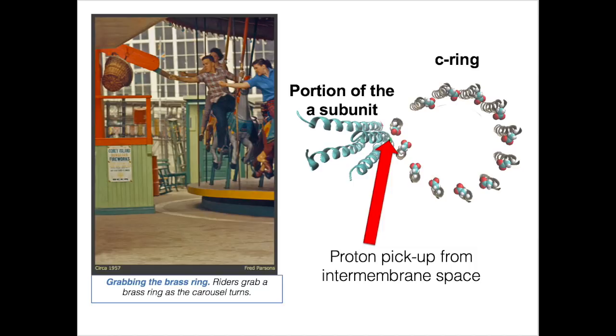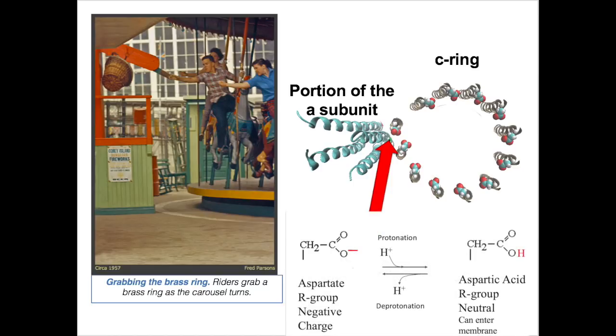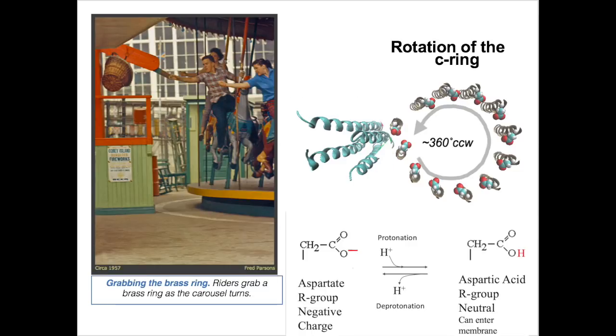Now, why does this happen? We know that aspartate is negatively charged, and as such, it's going to have a hard time entering the plane of the inner mitochondrial membrane. However, when it's protonated to form aspartic acid, now this R group has a neutral charge, so there's no problem with the aspartic acid going into the plane of the membrane.